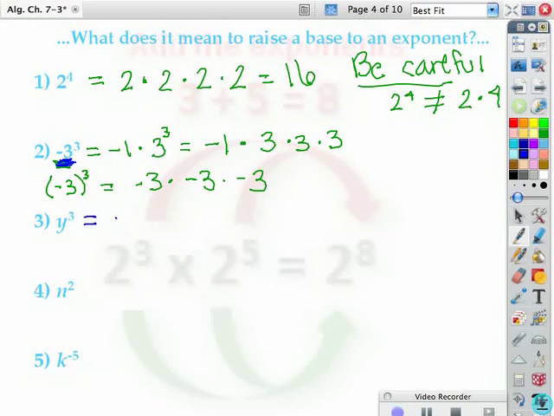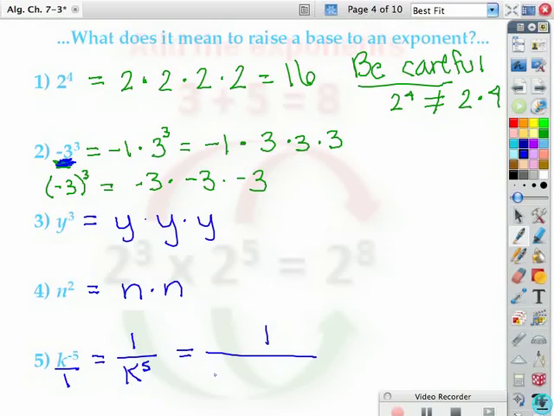Now as we go on, y to the third would be y times y times y, n squared, n times n. Now we have a negative exponent in this example. Remember to make it positive, put it over 1, do the reciprocal, so it becomes 1 over k to the 5th power, which is really 1 over, and then we have k times k times k times k times k. So we've got that 5 times.